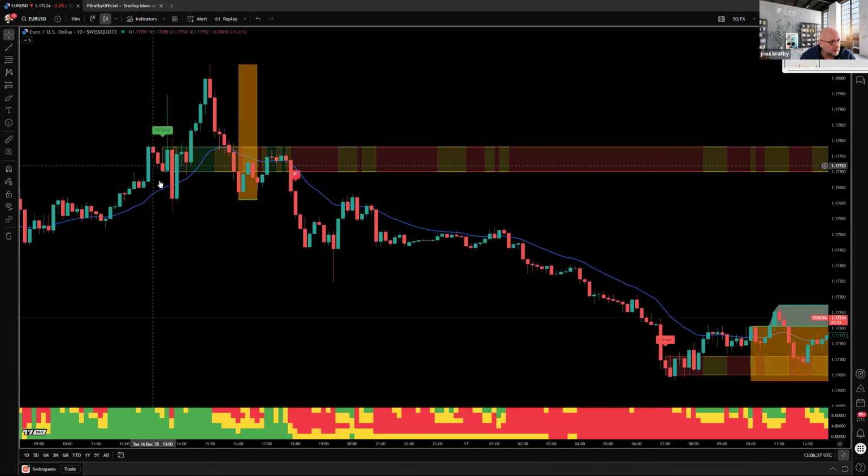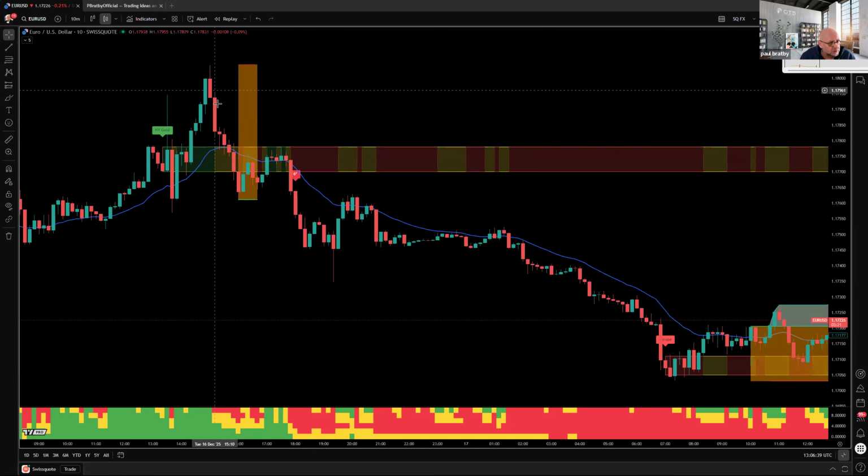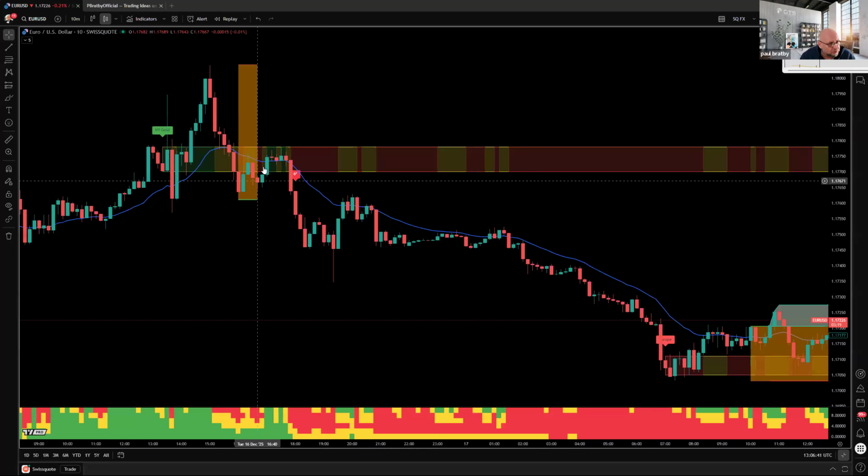Then it comes back up through the range, down through the range, tries to break back up. It acts as resistance and then comes back down again at this point here. There is an opportunity at this point to go short. Not a bad short.